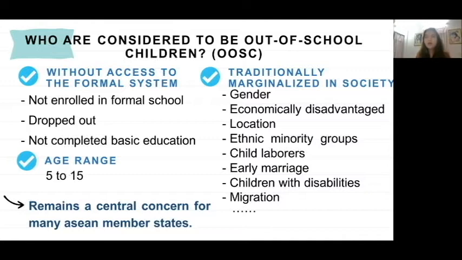And those children groups are traditionally marginalized in society, and those marginalizations appear to relate to gender, economic disadvantage, remote rural areas, ethnic minority groups, child labor, children with disability, early marriage, and also migration. And the age for being considered as an OOSC ranges from 5 to 15, depending on each nation's educational system and society structure.